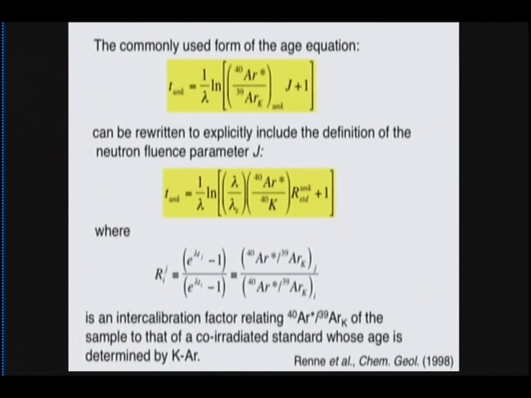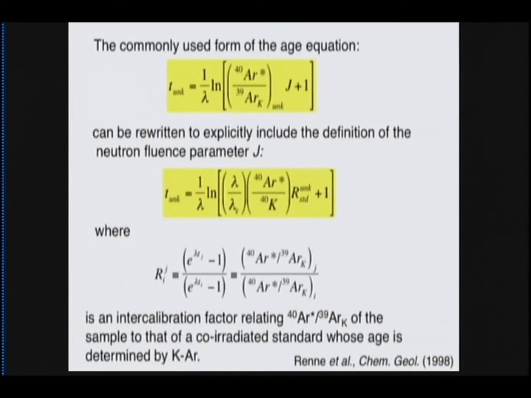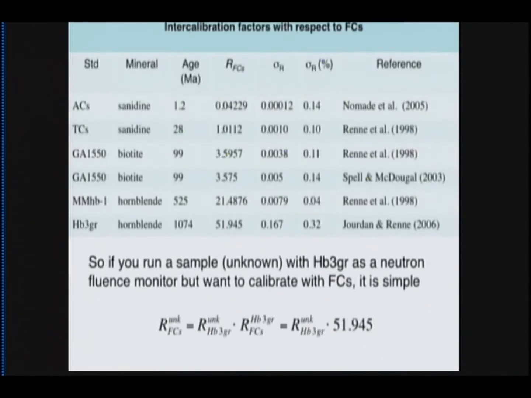So this is now a slightly expanded version of the standard age equation. And remember that this R value can be thought of as an intercalibration factor between a standard and an unknown, or you can also use it as a calibration between two different standards. I'll explain what I mean by that last statement.